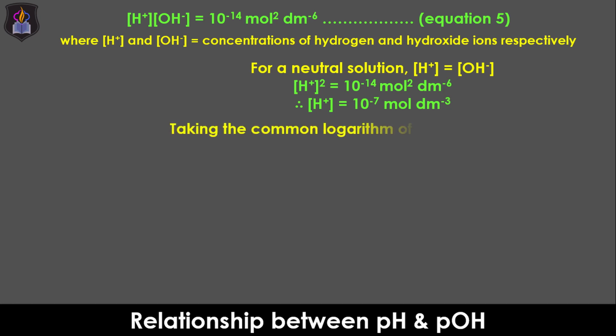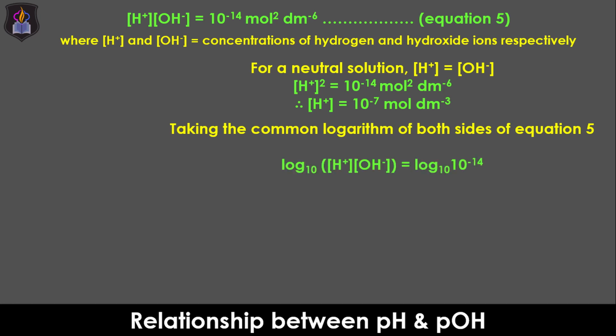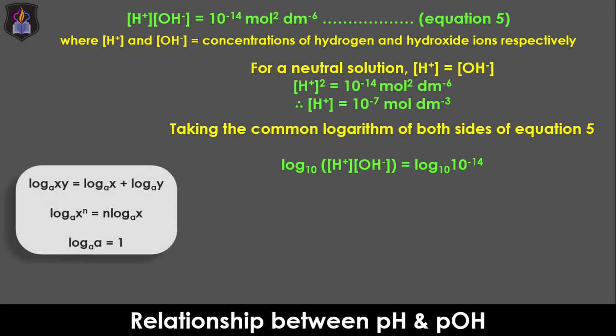From equation 5, if we take the logarithm to base 10 of both sides of the equation, we will obtain the log of the product of the hydrogen ion and hydroxide ion concentrations to base 10, which equals log 10 raised to the power minus 14 base 10. Applying the following laws of logarithm, log xy base a equals log x base a plus log y base a, log x raised to the power n base a equals n log x base a, and log a base a equals 1, to the above equation, we obtain log of hydrogen ion concentration to base 10 plus log of hydroxide ion concentration to base 10 equals minus 14 log 10 base 10, which equals minus 14, since log 10 base 10 is equal to 1.